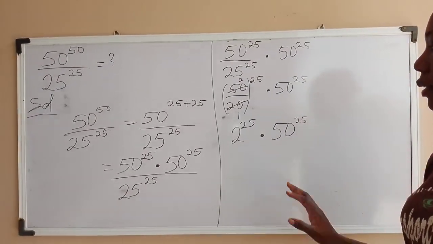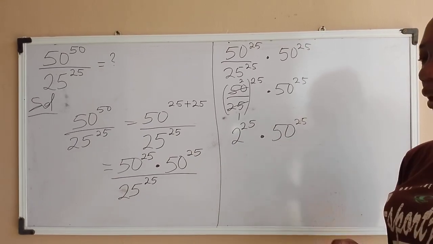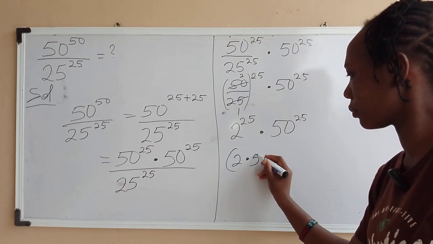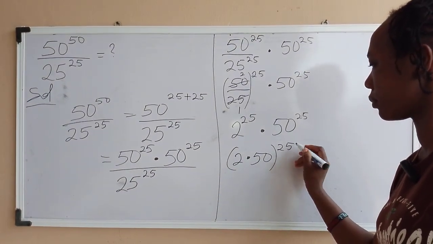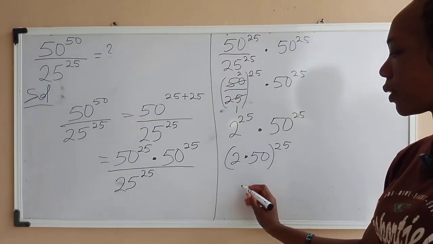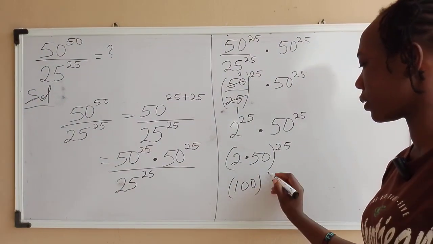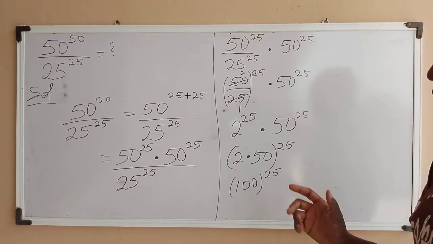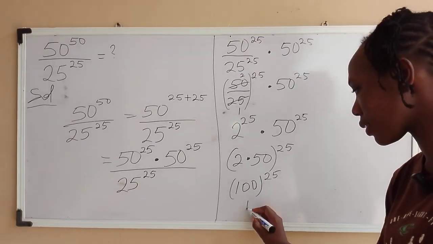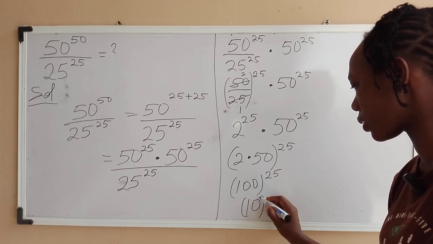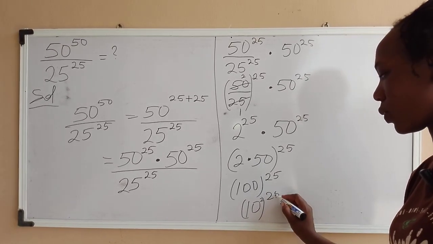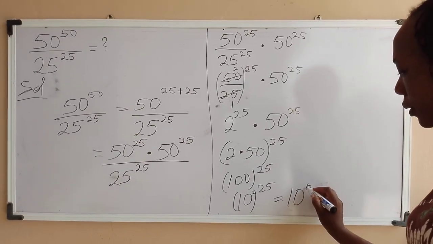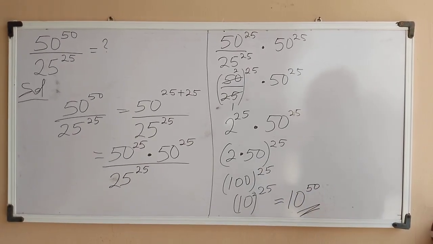Now looking at this, we have the same power, so we can also group this like so. And then when we multiply, we'll have 100 to the power of 25. Again, this 100, we can also group it in tens, which is 10 squared to the power of 25. So which will also give us 10 to the power of 50. And this is the final answer.